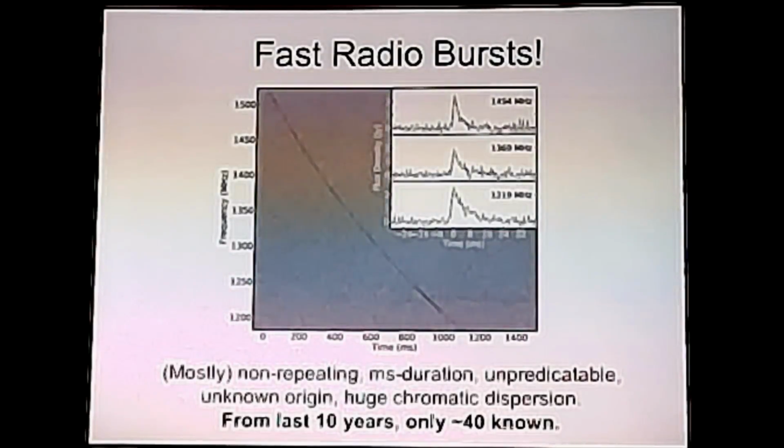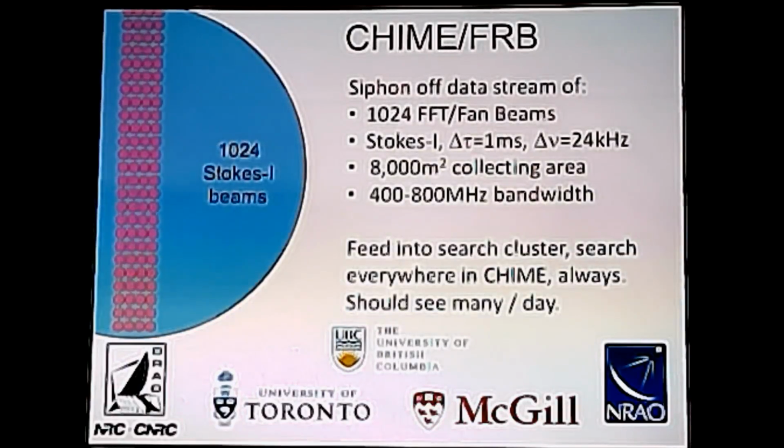If you work out the back of the envelope, they all must be cosmological. They're out at redshifts up to maybe 3 or 4, which means they're absurdly bright, last very briefly, and no one really knows what they're from. The fact that they don't repeat makes them incredibly hard to find because you can't hope for one. There are several thousand per sky per day, but again, if you don't know exactly where to look, you have no chance. Thankfully, we're looking everywhere all the time. So we built another backend which takes all of those, what we call fan beams, these FFT beams, and searches them all.